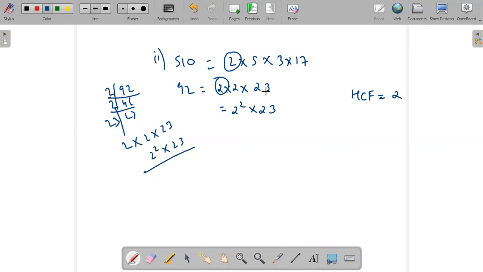There can be more than one number common, then both those numbers will be in the HCF. You'll have to multiply them. Suppose there was a 5 here and 2 is also common, 5 is also common. So 2 and 5 both are common. So HCF would have been 10. Right now only 2 is common. So HCF is 2. Now what will be the LCM?